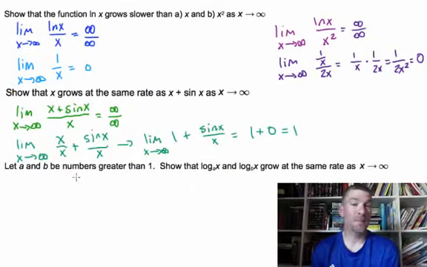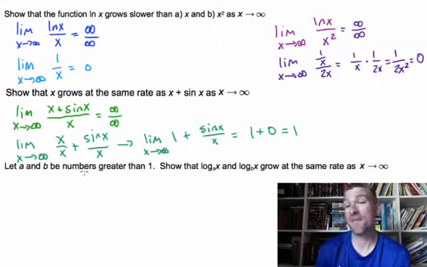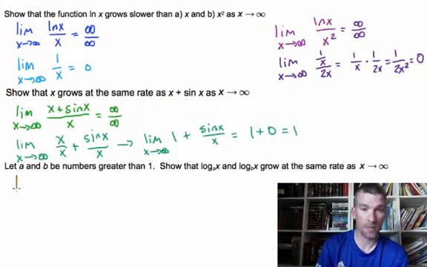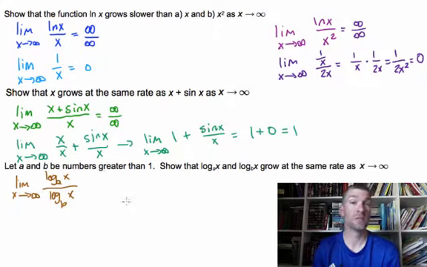Okay, we're going to let a and b be numbers that are greater than 1. And we want to show that the log base a of x and the log base b of x grow at the same rate as x grows towards infinity. So we're looking at another limit here as x approaches infinity of log base a of x over log base b of x. And if these grow at the same rate, then we should get a specific number limit.